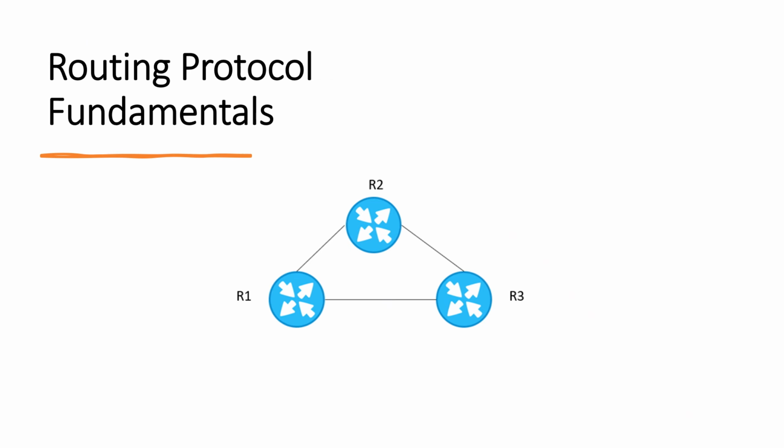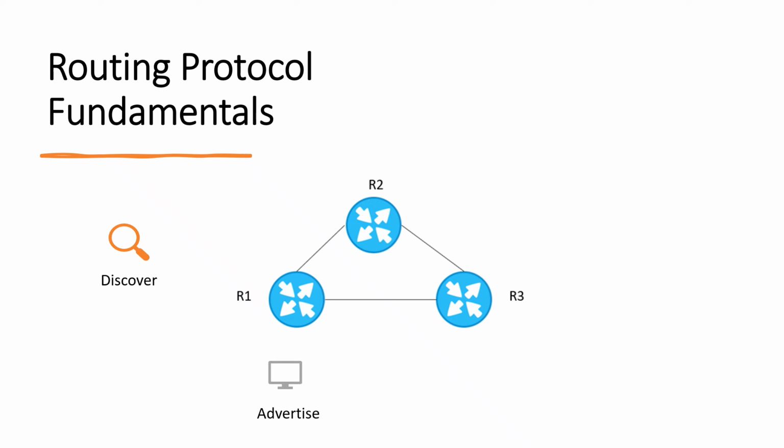Let's go ahead and look at some of the routing protocol fundamentals. So routing protocols perform functions such as discover. It learns routing information about remote networks from neighboring routers. For example, R1 learns from R2. Similarly, R2 learns from R1 and R3. And similarly, R3 learns from R2 and R1.